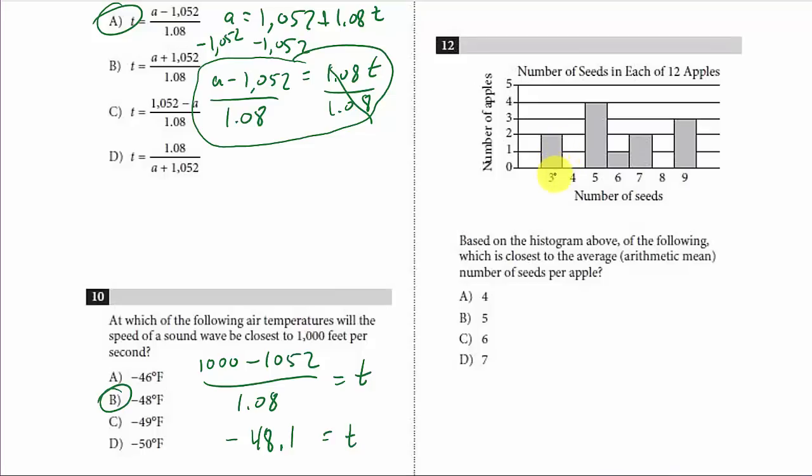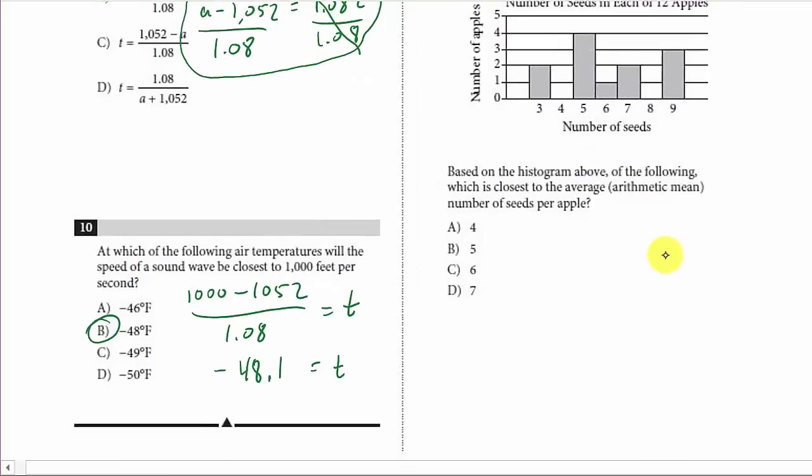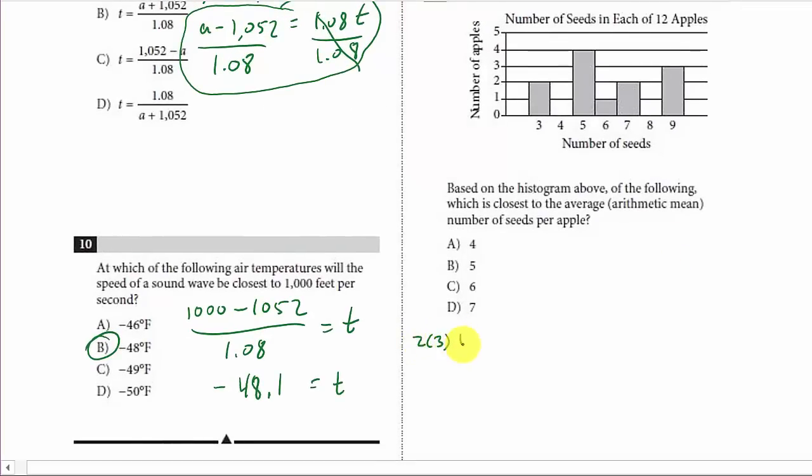So in 3 apples, there are two seeds per apple. That's what we're trying to find. To find the mean, we take 2 times 3. So let me come down here so I have enough room. That's 2 times 3 plus 4 times 0, which is just 0, plus 4 times 5, plus 1 times 6, plus 2 times 7, plus 0 times 8, which is just 0, and then 3 times 9.